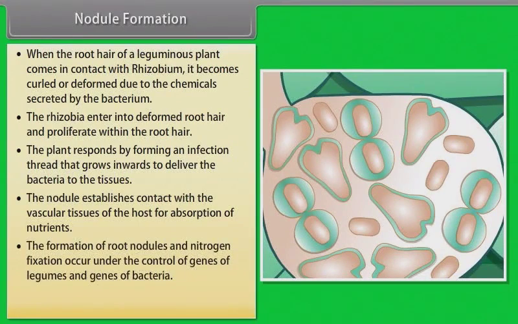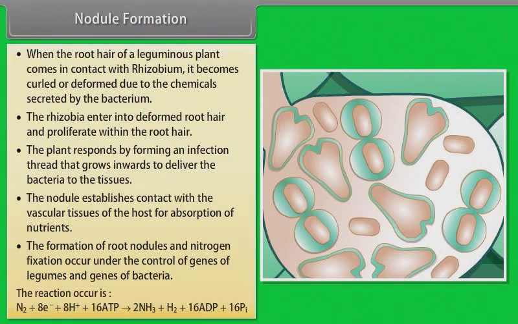The formation of root nodules and nitrogen fixation occurs under the control of genes of legumes and genes of bacteria. The reaction is: N2 + 8e⁻ + 8H⁺ + 16 ATP gives 2NH3 + H2 + 16 ADP + 16 Pi.